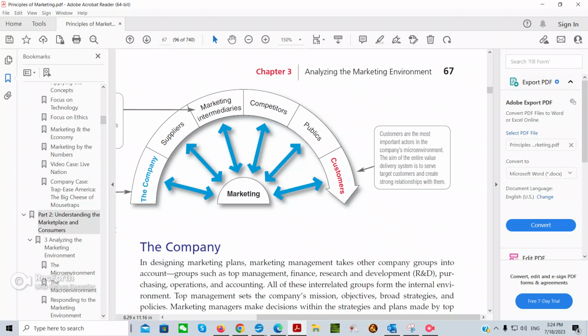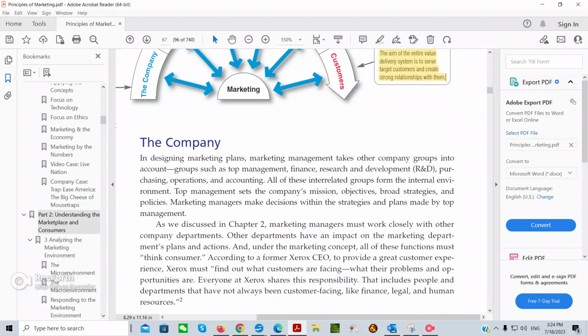See the trend? Now, customers are the most important actors in the company's microenvironment. The aim of the entire value delivery system is to serve target customers and create strong relationships with them. Okay? Let's talk about the company.